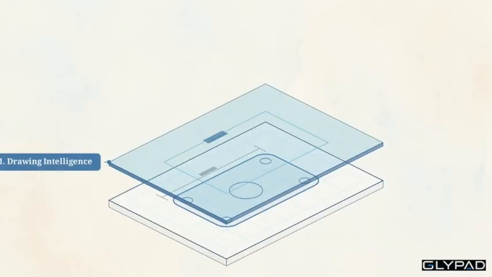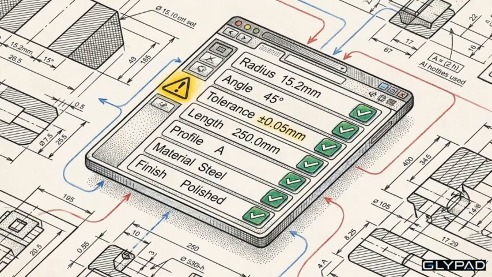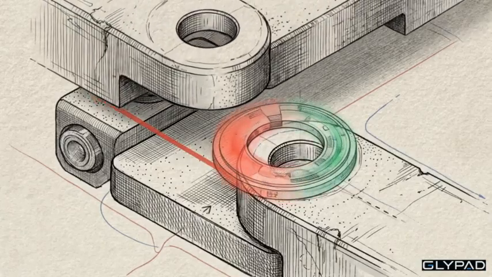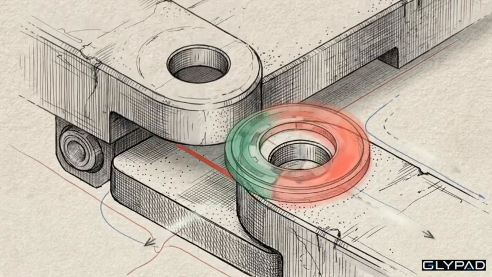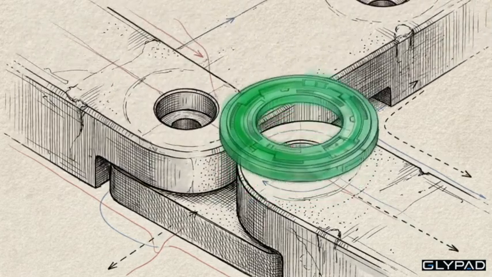Once the data is structured, GLYPAD adds a layer of quality intelligence. The system checks dimensions and geometric tolerances against built-in ISO 2768 standards, or custom company rules. By applying these instant standards compliance checks, GLYPAD catches missing tolerances and manufacturing errors before they cause production delays.